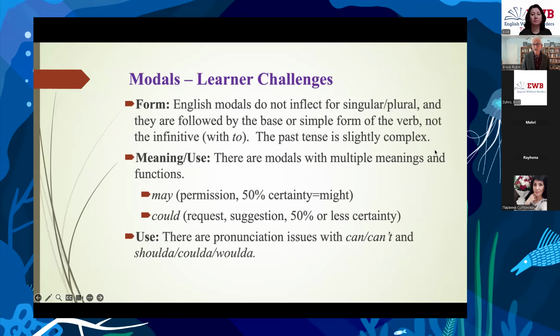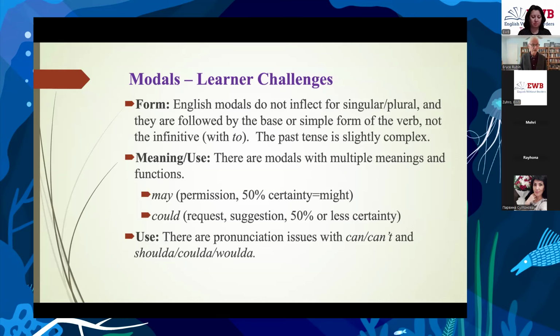Some learner challenges for modals include the fact that some languages, and I'm not sure about yours, do have modals in more of a verb form, and they might change for singular or plural. But English modals do not inflect for singular or plural. It's always he can, she can, they can. No change there. You don't have to add an S like you do for regular verbs. And then they're followed by the base form or the simple form. So he can go, he can play, he can be. So it's just a base form, and there's no infinitive.